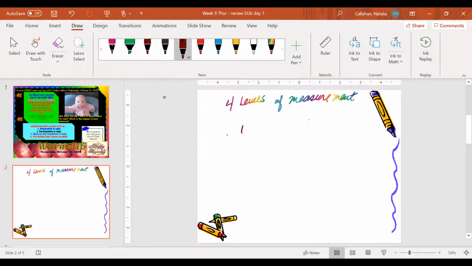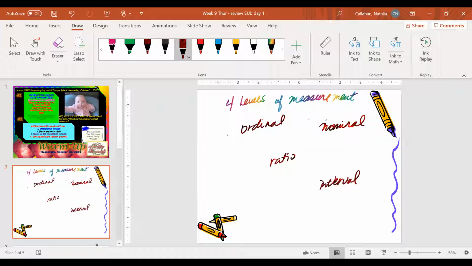So I believe there is ordinal, there is ratio, ordinal, ratio. Oh my gosh, I can't think of it. Oh, nominal, there we go. And interval.